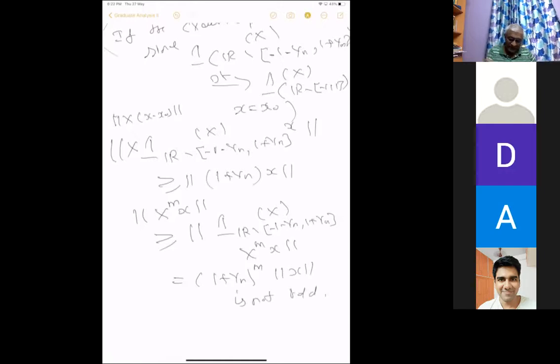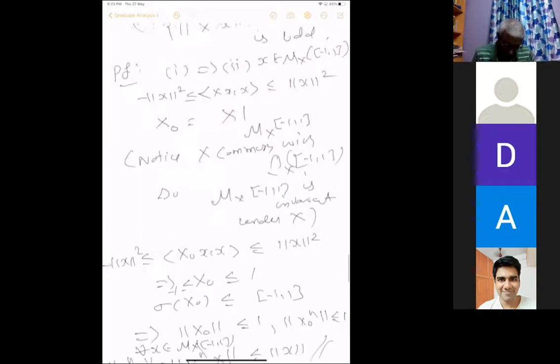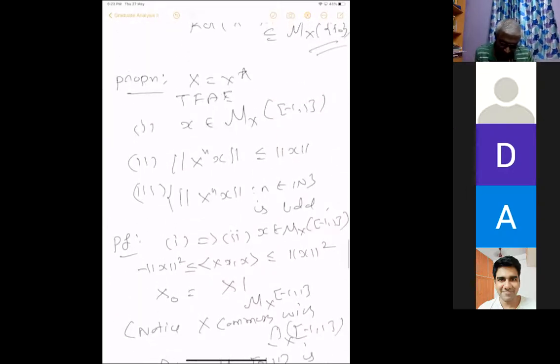This is the condition. Let me go through this again. Okay. So what is our proposition? Our proposition is we assume something is self-adjoint. Then we want to prove x is in this spectral projection corresponding to the interval minus 1, 1 is equivalent to saying the third condition. We are only proving the third condition. This norm x power n x is bounded.